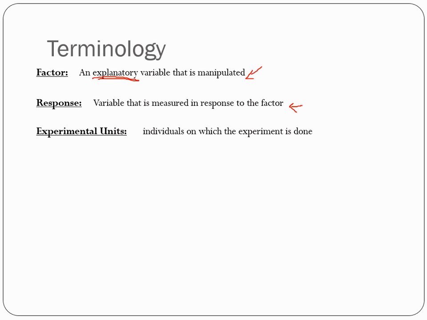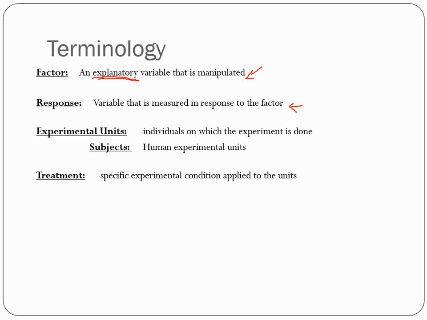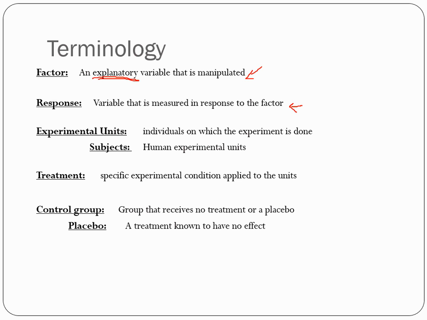Experimental units are the individuals that the experiment is done on. If it's a human, we would call them subjects. A treatment is the specific experimental condition applied to each unit or subject. That's where we give people the drug. That's the treatment. We have a control group that receives no treatment or a placebo, typically, right? In the experiment I'm talking through here, we split our group and half the people get the new drug, half the people get basically a sugar pill, a placebo, and recall that a placebo has no effect.